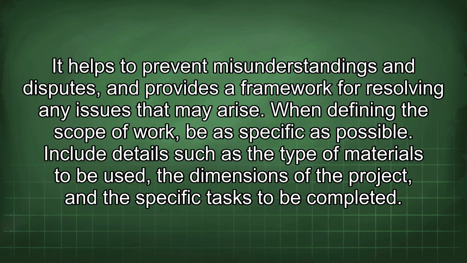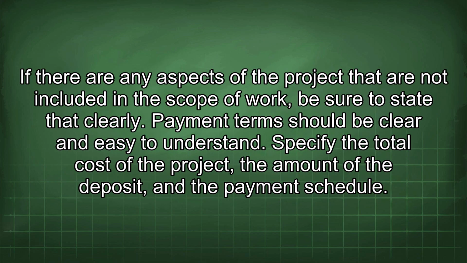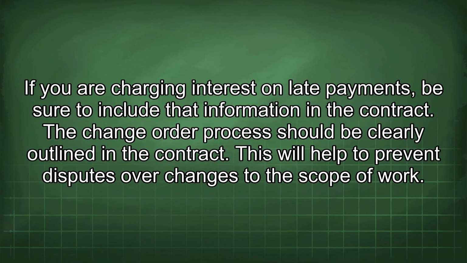When defining the scope of work, be as specific as possible. Include details such as the type of materials to be used, the dimensions of the project, and the specific tasks to be completed. If there are any aspects of the project that are not included in the scope of work, be sure to state that clearly. Payment terms should be clear and easy to understand. Specify the total cost of the project, the amount of the deposit, and the payment schedule. If you are charging interest on late payments, be sure to include that information in the contract.